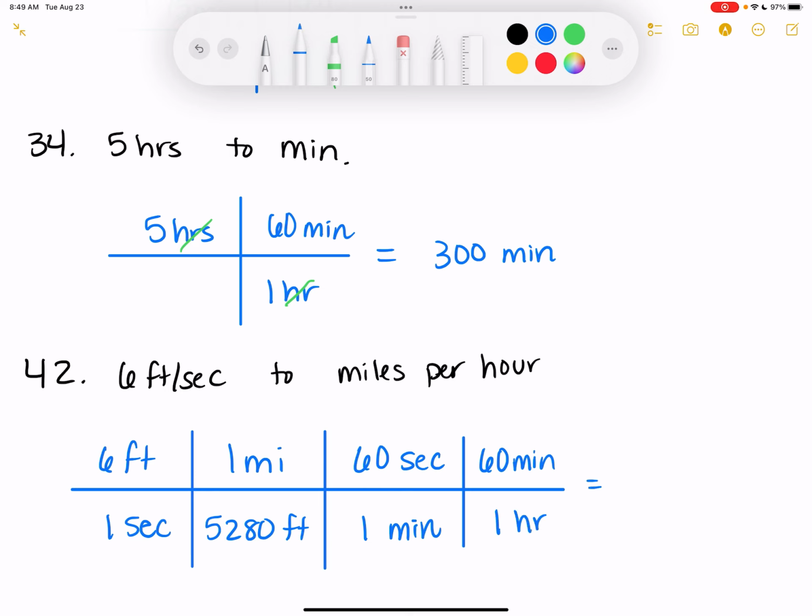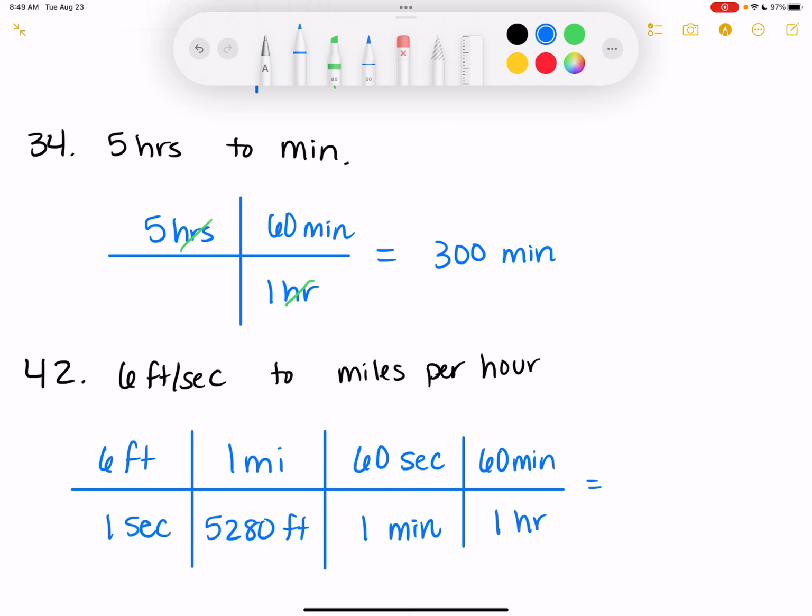Now, if you just happen to, off the top of your head, know how many seconds were in an hour, you could have just done that one conversion. 1,440. No. Stink. It would be 60 times 60, which is 3,600. 3,600. I know how many minutes are in a day.